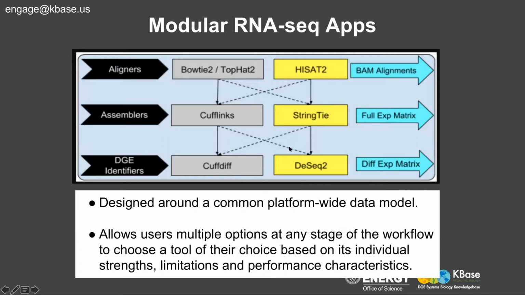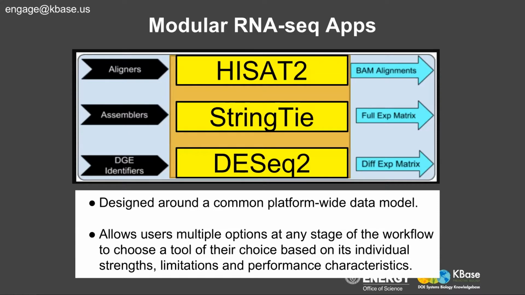This way it really allows multiple options at any stage of the workflow to choose a tool of your choice, based on the strengths and limitations, your type of experiment, and your hypothesis. So for this particular webinar, we are going to focus on the HISAT, StringTie, and DESeq2 workflow.